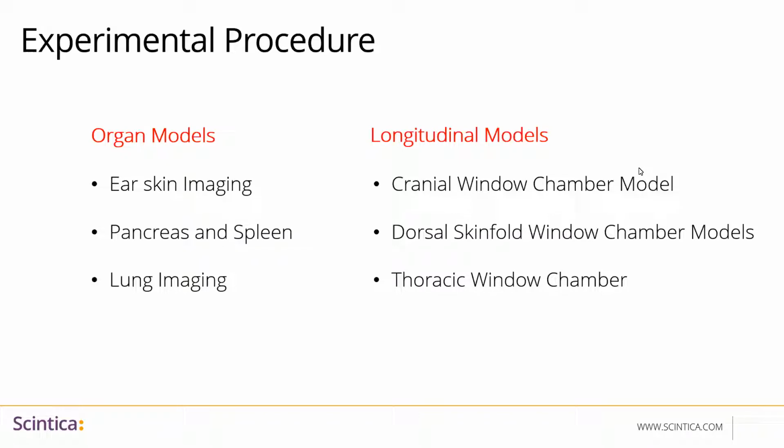For today, we have picked a few models to demonstrate. First, we're going to start by showing organ models. The first model is an external organ model, which is ear skin. It's very minimally invasive. You basically need to do very little preparation before you can get images. And then we're going to move towards imaging internal organs such as spleen and lung. And at the end, I'm going to show you some videos of the procedure for placement of cranial, dorsal, and thoracic window chamber models and some of the images that we collected using these models.